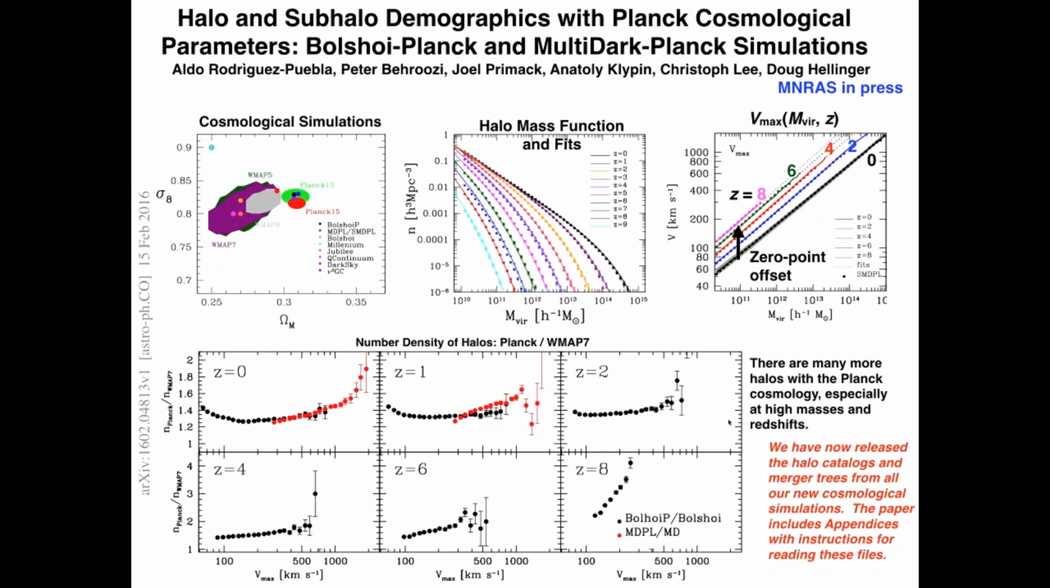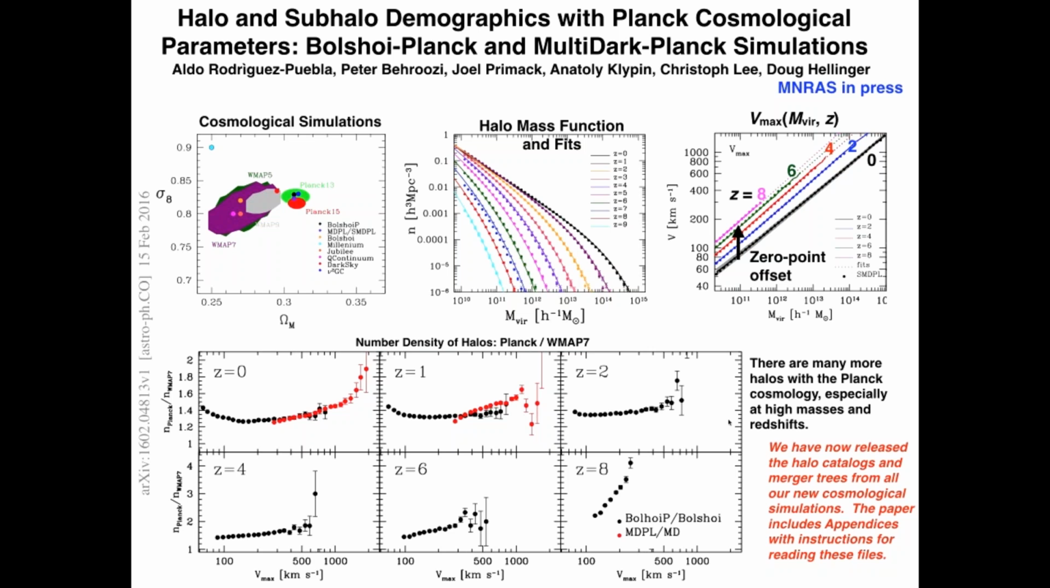There's also a graph, the right upper graph, showing the relationship between the maximum circular velocity of halos at different redshifts versus the virial mass of the halos. Notice that the curves are almost the same slope, so they're the same power law, but with a zero-point offset. That is to say, the zero point rises with increasing redshift. We'll come back to that in a few minutes.